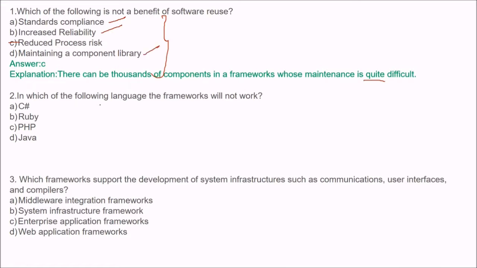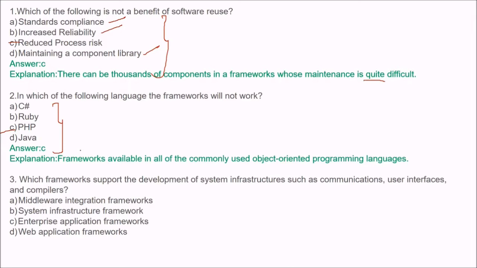In which of the following languages will the frameworks not work? The answer is C, PHP. Frameworks are available in all of the commonly used object-oriented programming languages, whether it be C Sharp, Ruby, or Java.